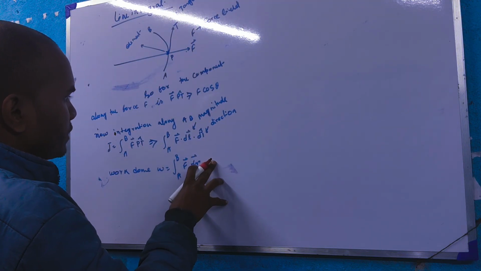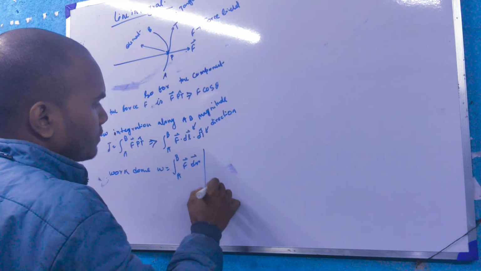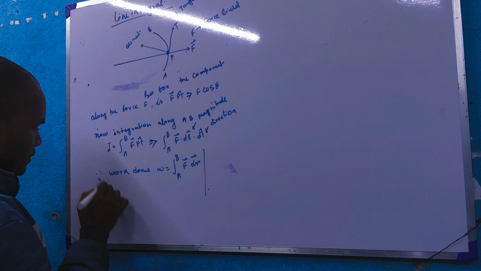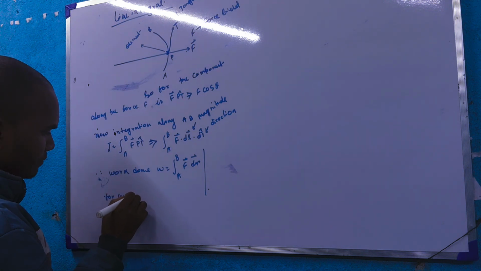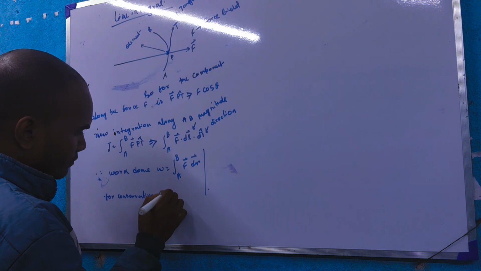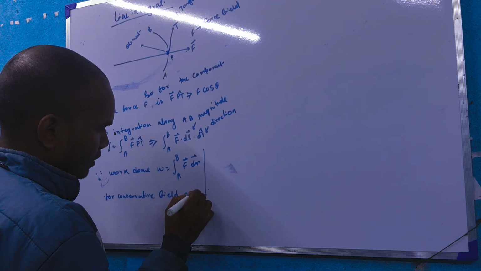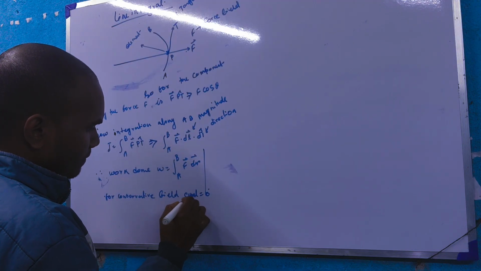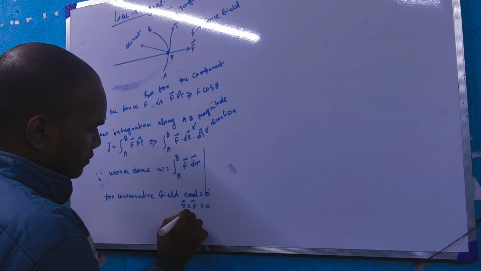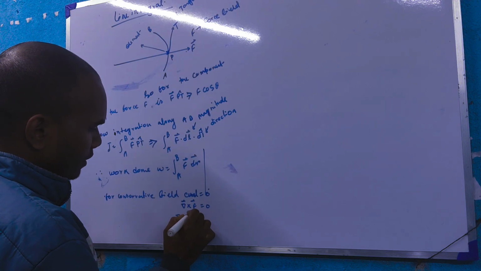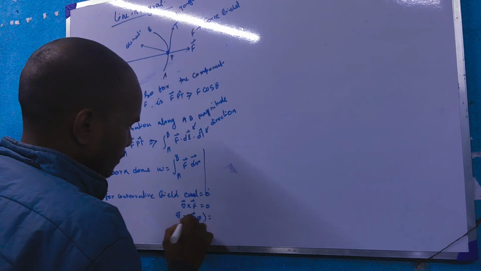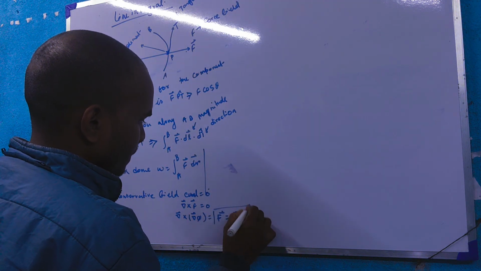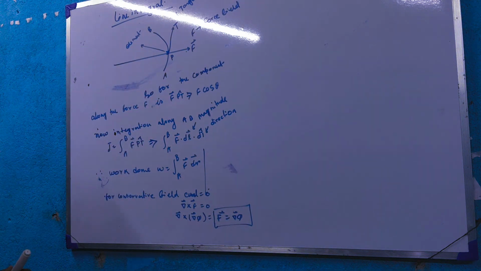If I compare with work done, for a conservative field curl is equal to 0. So del cross F is equal to 0. So del cross del phi is 0, since we know that F is equal to del phi. The force field is equal to del phi. So this is for a conservative field.